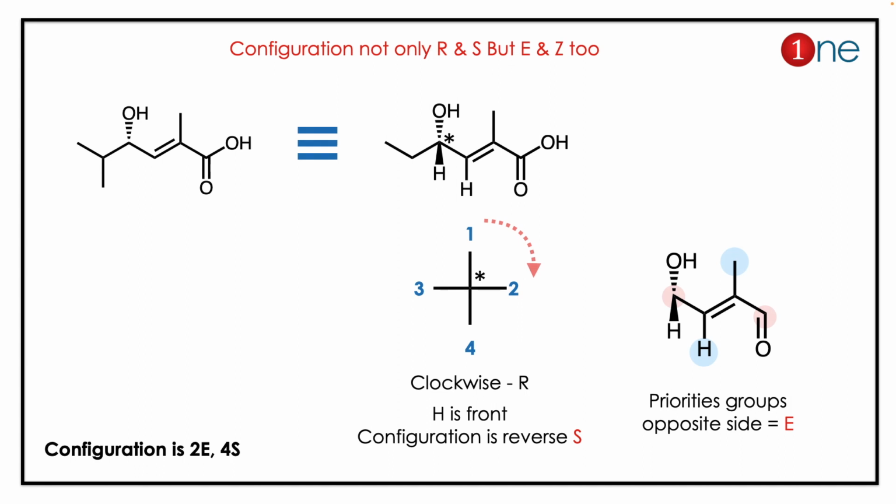Here is the problem, the blind side. Configuration means, always everybody thinks R and S, but here an alkene is there. You should know E and Z configuration. So first let us go with the chiral carbon. For the chiral carbon, find the priority.